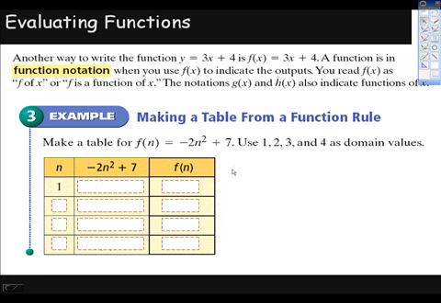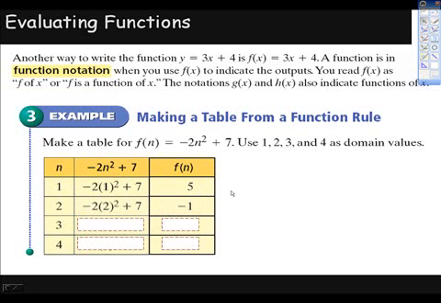We can let n equal 1, 2, 3, or 4. And then when n is 1, we go ahead and plug it in. We'd have -2 times 1 squared, which is -2, plus 7, which would be 5. When n is 2, we would get -1. When n is 3, we would get -11. And when n is 4, we would get -25. So this is a table of values for our function f of n.